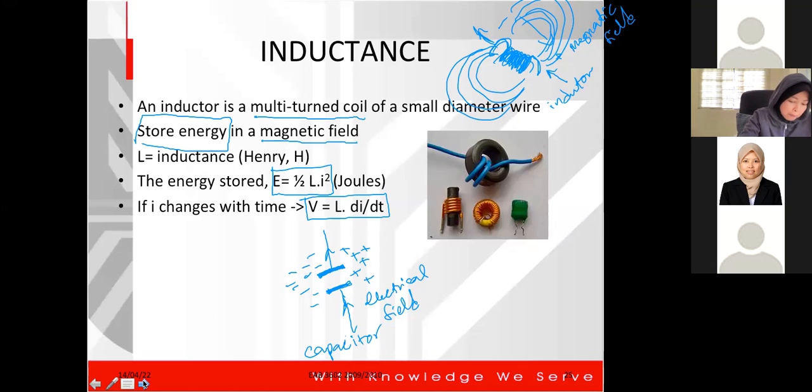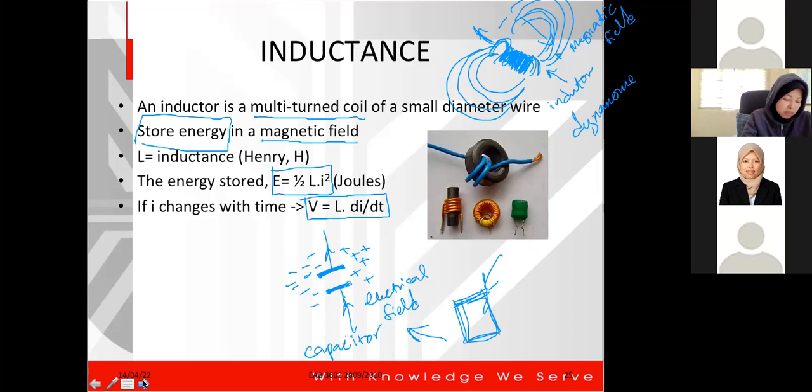Sebenarnya kapasitor inductor ni adalah apa? Kalau kapasitor yang paling senang saya nak bagi tahu you all, kapasitor ni sebenarnya macam bateri. Bateri kita tu sebenarnya sejenis kapasitor sebab you charge dia, your battery akan full, so dia akan simpan energi. Kalau inductor pula, contoh inductor adalah macam dynamo dekat dalam basikal kan. Sama juga dia macam bateri, dia simpan energi.